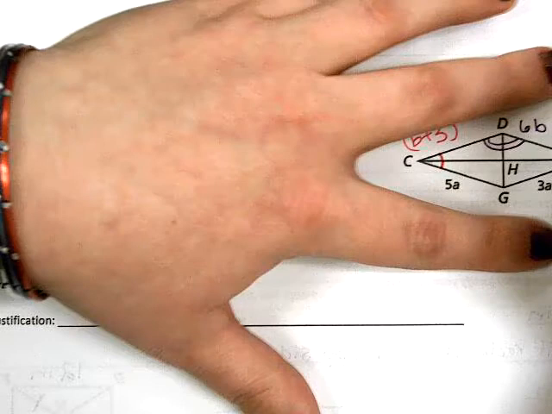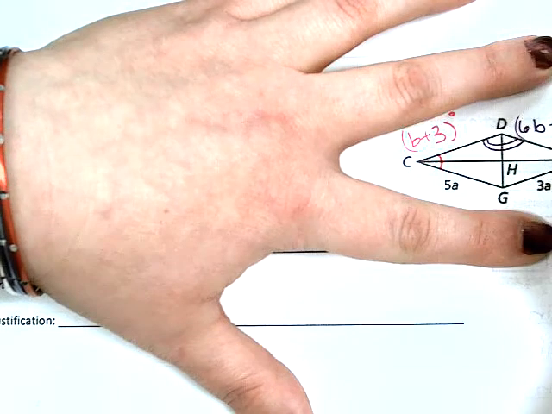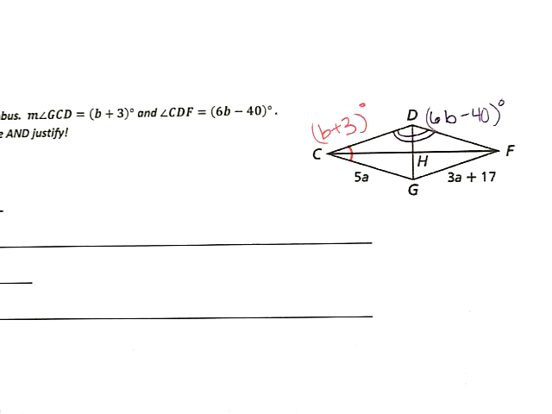6b minus 40 degrees. Okay, so I'm going to label my picture nicely so I can see what's going on. And I have to remind myself that I was given a rhombus.